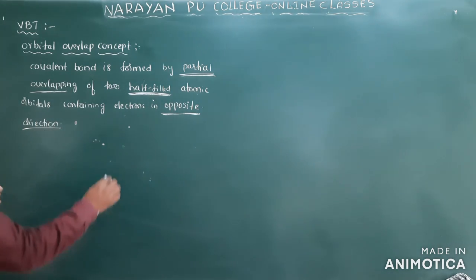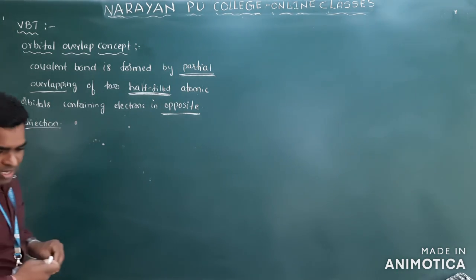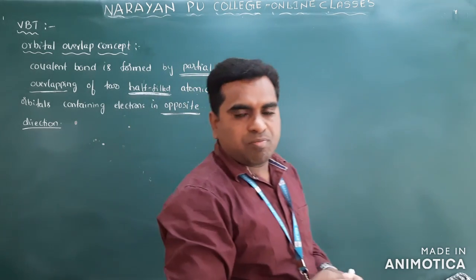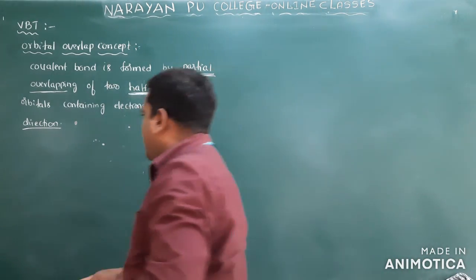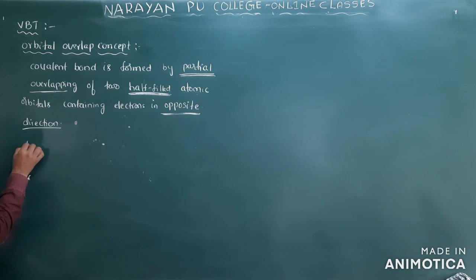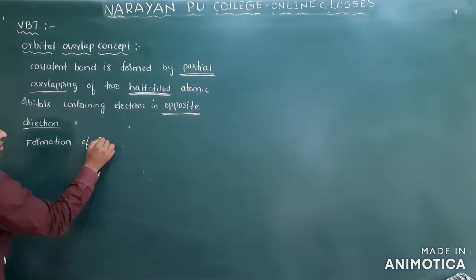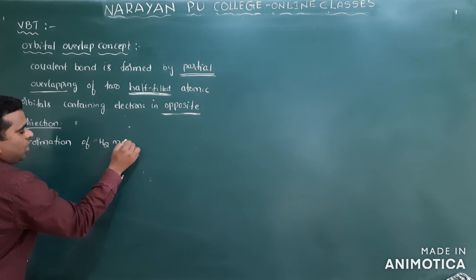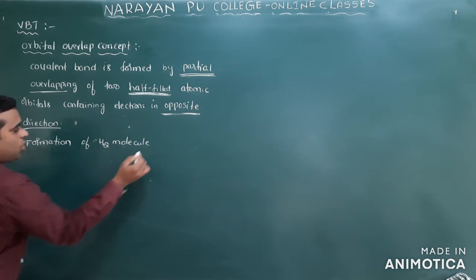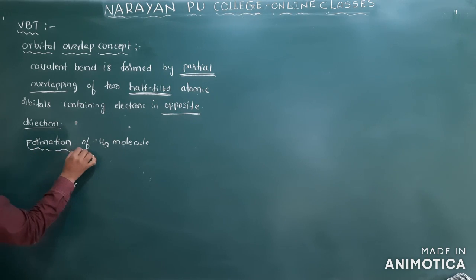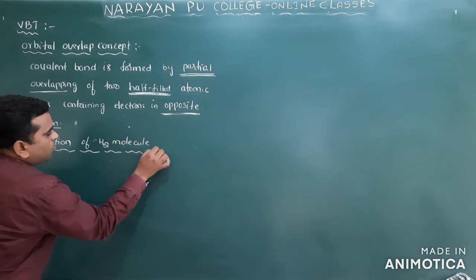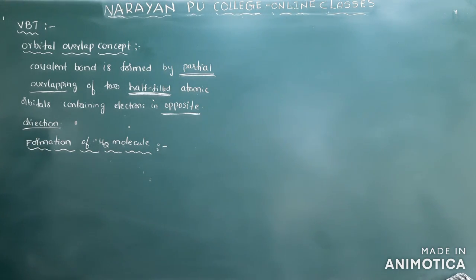And what is that example here? Formation of H2 molecule. First I will write here, formation of hydrogen molecule. Then we can easily understand what this concept actually is. What does hydrogen molecule mean? There will be one covalent bond between the hydrogen and the hydrogen that has to form.